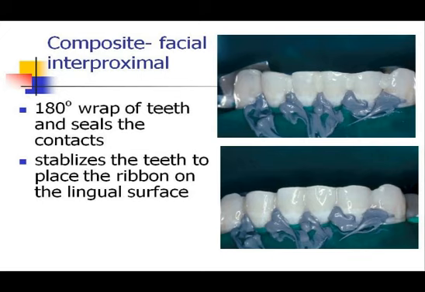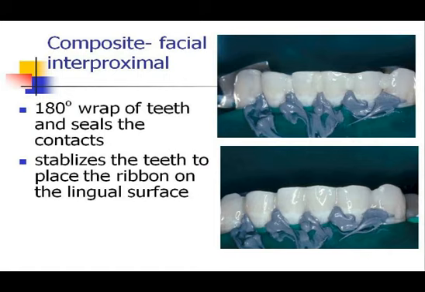the interproximal contact areas. It stabilizes the teeth so that when we place the ribbon and the composite on the lingual surface, the teeth won't move facially, or on the maxillary where we place it on the facial, it won't move lingually. It means that the occlusion will be constant through the procedure. We're sealing the teeth. We're establishing that 180-degree wrap with the fiber splint on the lingual, and we're ending up with a result that will give us greater durability.